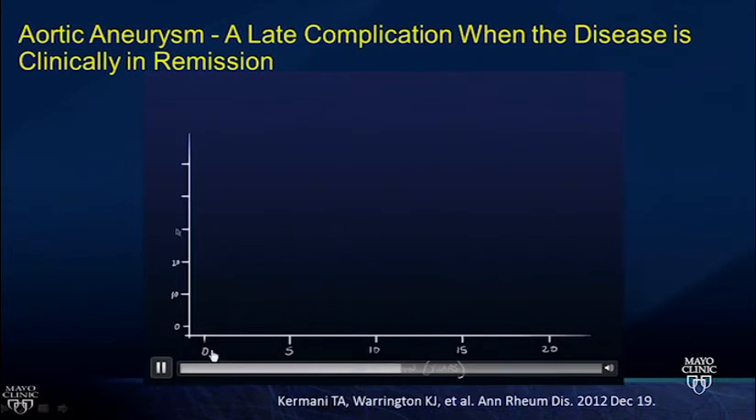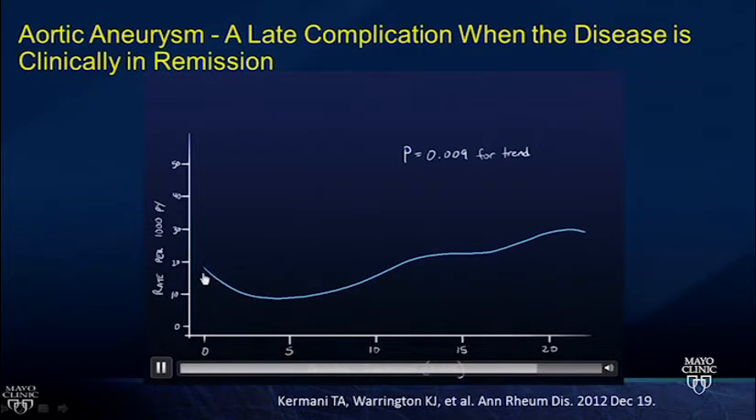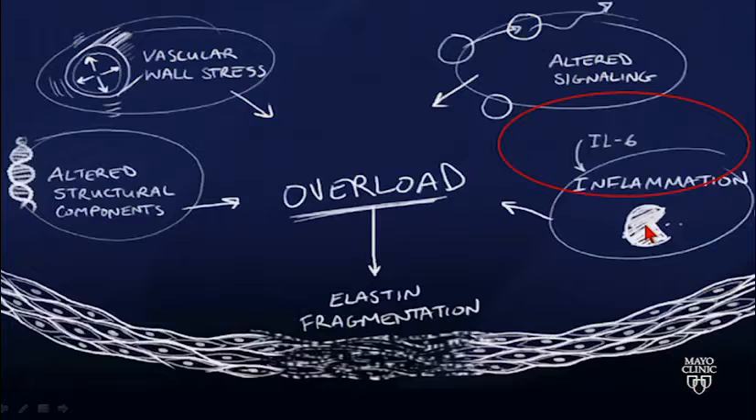So on the horizontal axis is the disease duration, and then the rate of aortic complications is up here. And you can see that some patients had aortic aneurysm at the beginning of the disease, but their disease was treated and was quiescent, but then there was a risk of eventually developing aortic aneurysm, again because that elastic fiber network has been damaged and the aorta is weak.